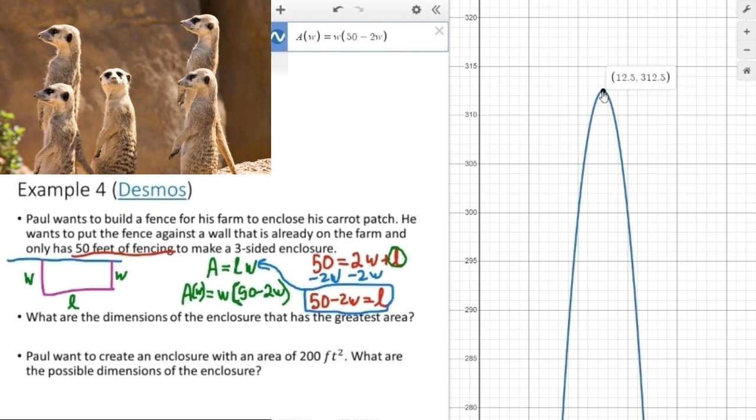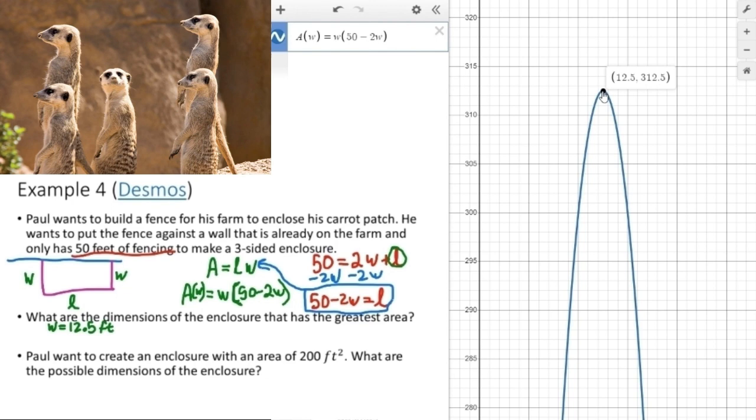Our question is, what are the dimensions of the enclosure that has the greatest area? Recall that the y component of our points will represent area. The greatest area for any enclosure I can make is 312.5 square feet. Well, the first component will tell me the width of the enclosure. So my width must be 12.5, because that is the number I would have to plug into my area function in order to get the highest possible area.